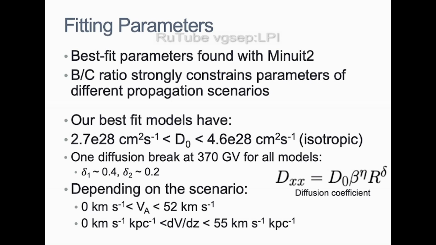And depending on the propagation scenario, the best fit Alfvén velocity can range from 0 to around 52 kilometers per second, while for convection, dV/dz can range from 0 to 55 kilometers per second per kiloparsec. We also include a factor of beta, or v over c, to the power of the free parameter eta, which ranges from 0 to 1. And this addition can improve model performance at low energies.